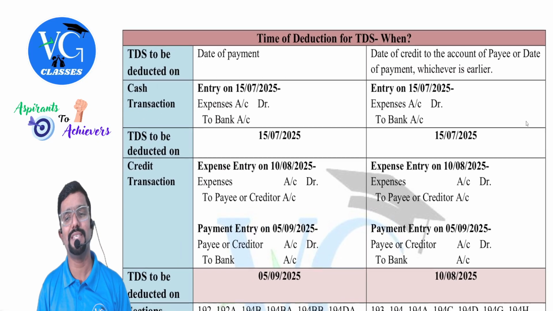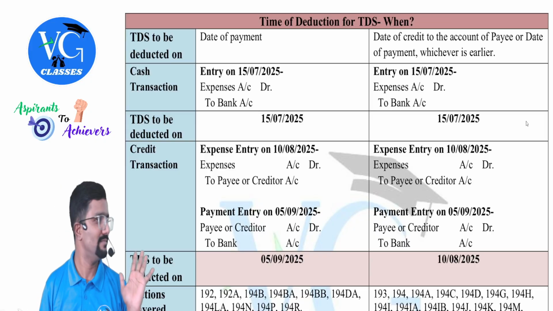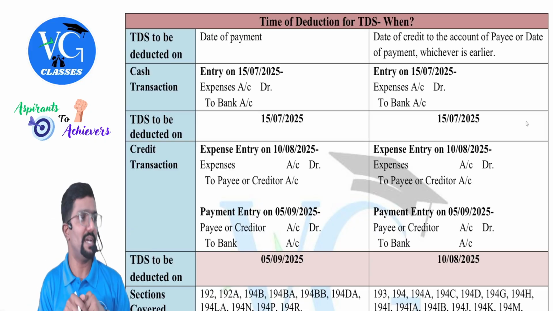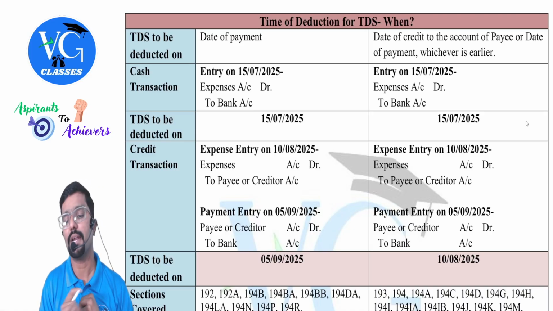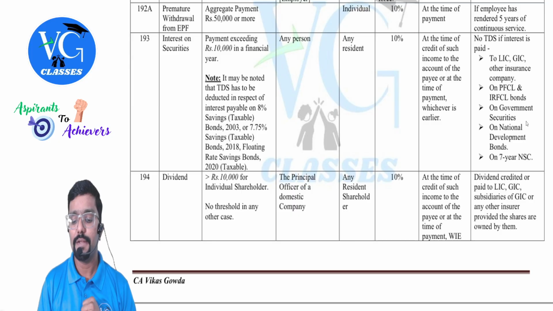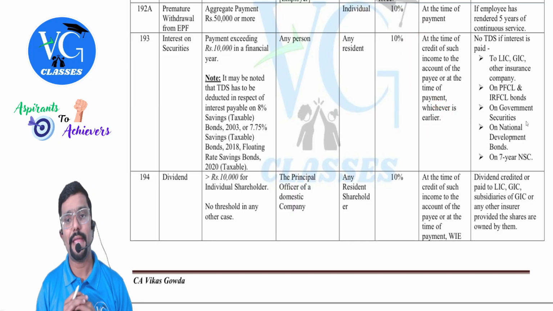And many of the time they will just give the payment date, so take that straight away. Don't worry about the credit date. If they have given both, take whichever is earlier. Take whichever is earlier, guys. Okay, fine. So this is what I have already explained.